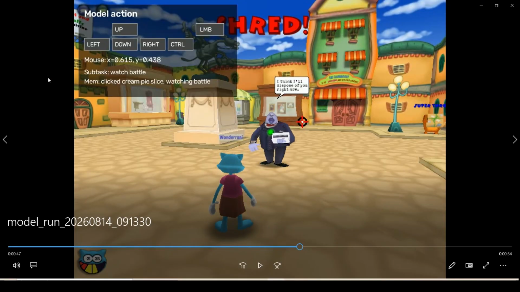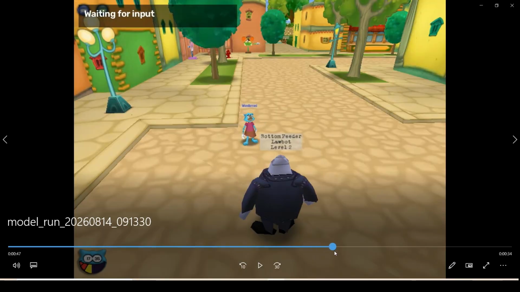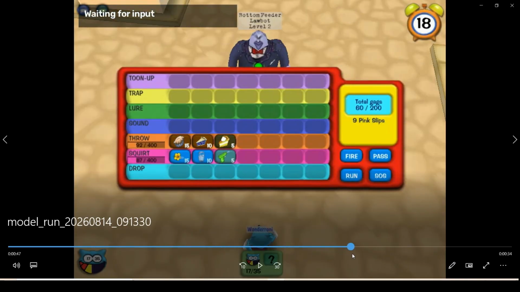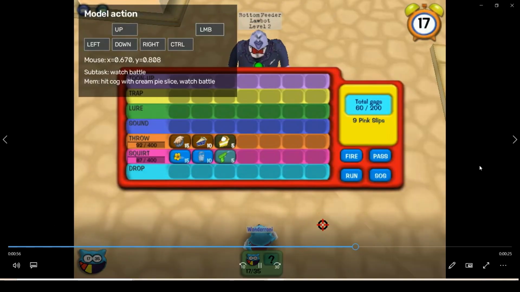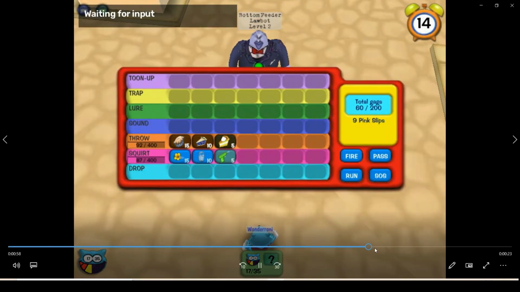That was 10 actions in a row. I will get into what this all means in a little bit, but you can see it has some sort of memory, it has some sort of subtask. You can see the mouse coordinates of where it's moving right here and what it's trying to do. And when we get into the actual battle, this is also what it looks like. And that was its actions.